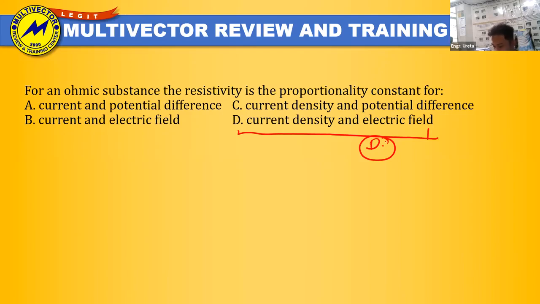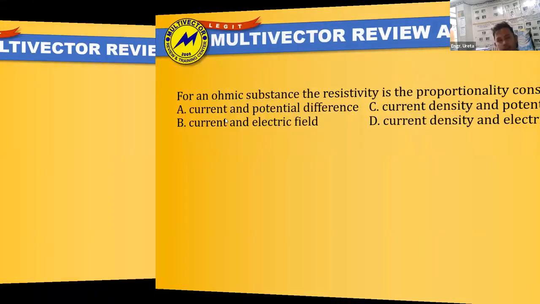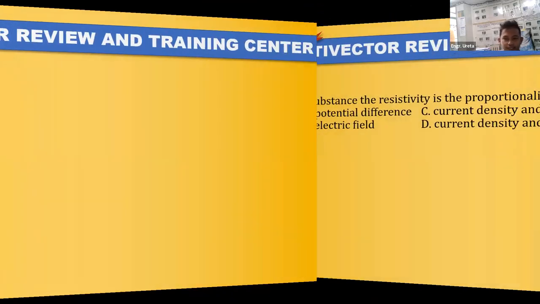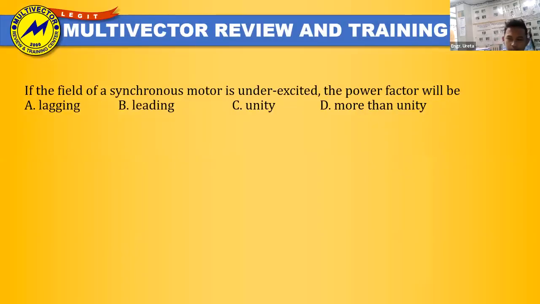Next question. Problem number 56 says, if the field of the synchronous motor is under-excited, the power factor will be lagging. So letter E. When it is leading, it is actually over-excited. When unity, it is normally excited. So since the question says excited, the answer is the power factor.